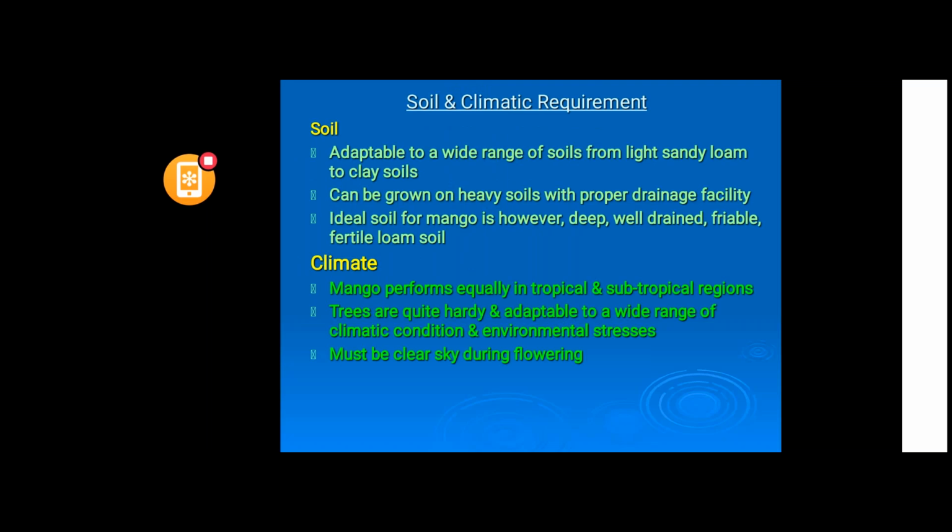Soil and climate: mango is adapted to a wide range of soils, from light sandy to loam to clay soil. As you know, mango can be cultivated in any type of soil, as it is a widely cultivated crop throughout India. In all the states it is growing very well, and every state has some varieties. It can be grown in heavy soils with proper drainage facility. The ideal soil for mango is, however, deep, well-drained, gravelly and fertile loam soil.